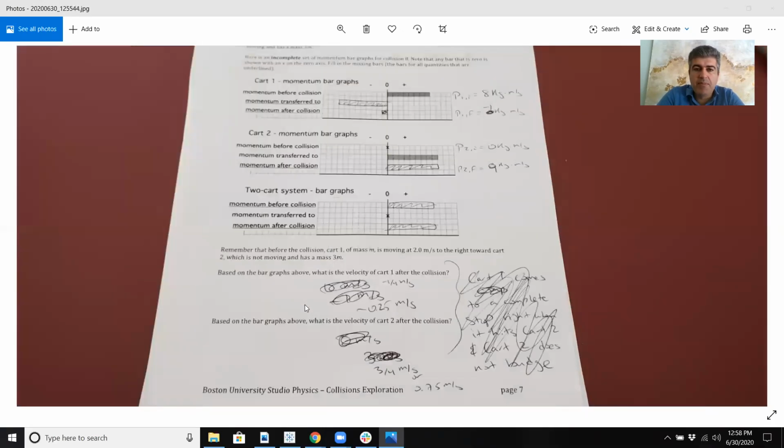Now for page 7 here, you did have to fill out the bars. I forgot to mention that before we left the breakout rooms, but I did tell each group in the breakout rooms that you have to do it. So if you count this, that's 1, 2, 3, 4, 5, 6, 7, 8, 9. 9 boxes to the right for cart 2, and those 9 boxes to the left for cart 1. Then for the final momentum, you basically take the difference between the before and transfer. So 8 minus 9 is -1. So the final momentum of the first cart is -1. The final momentum of the second cart is going to be 9 because initially it had nothing and it gained 9.